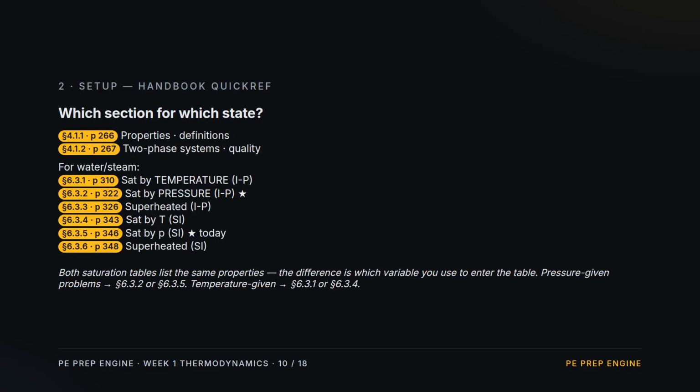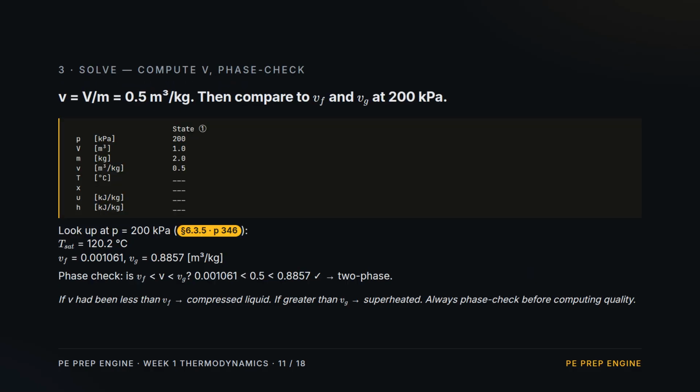Handbook quick reference. Property definitions and the quality formula are up front in Chapter 4. The steam tables come as saturated by temperature, saturated by pressure, and superheated, each in IP and SI. Today's problem is SI, so we use saturated by pressure. Both saturation tables list the same properties for f and g. The only difference is which variable indexes the table. Pressure given, use by pressure. Temperature given, by temperature.